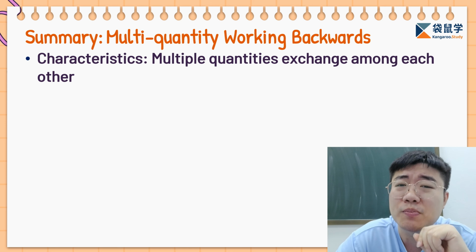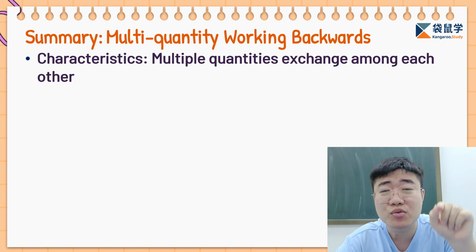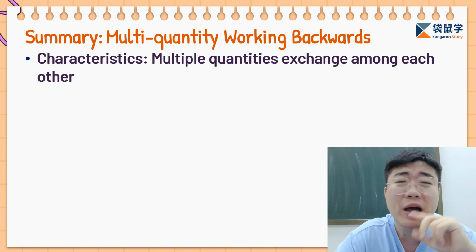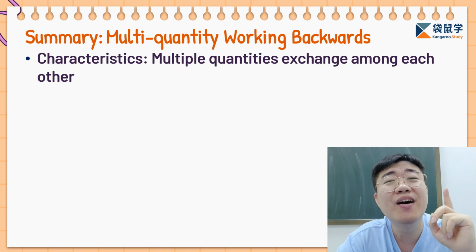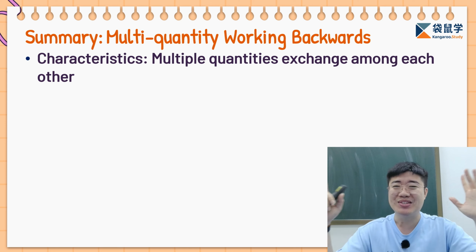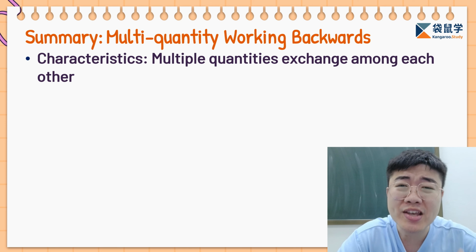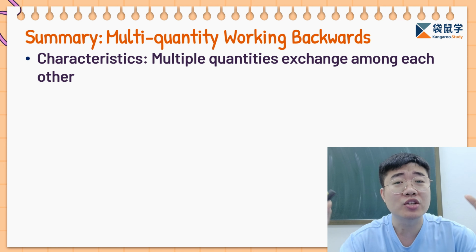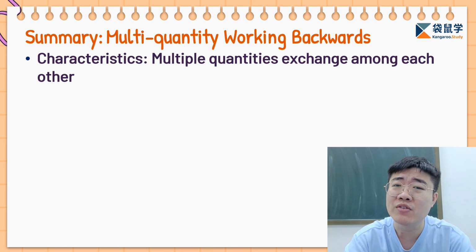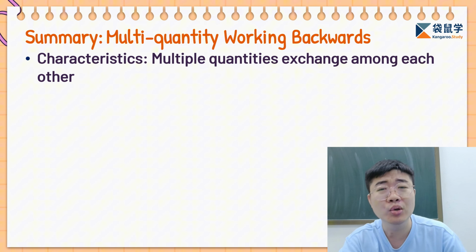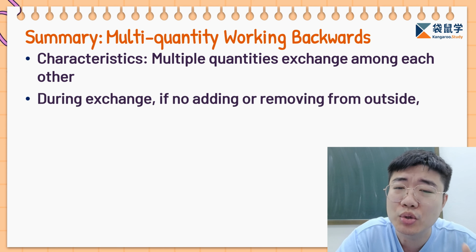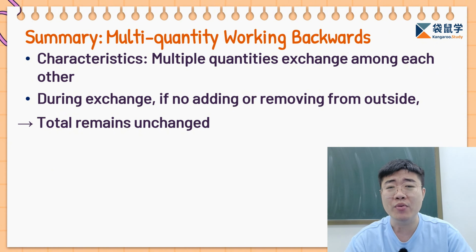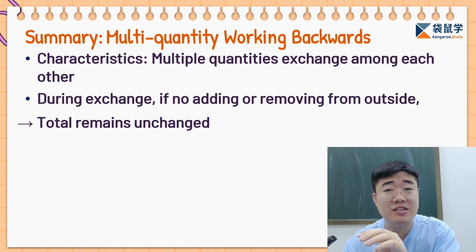When we are doing so, at some of the steps, you notice that we got a question mark, right? Those are the parts that we don't know how to solve. Oh, right, we make use of the total. The reason is because the exchanges only happen among these quantities. There's no adding or removing from outside. So the total is unchanged. The total is constant. So this way we can use the total to figure out the missing number at each of the single steps.